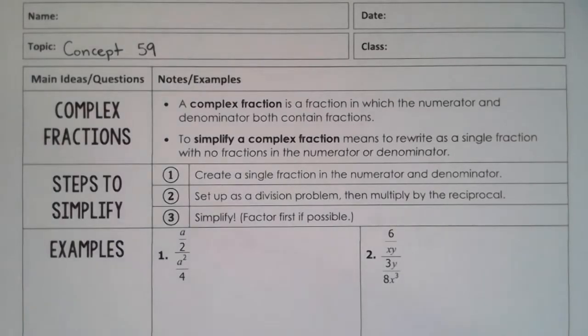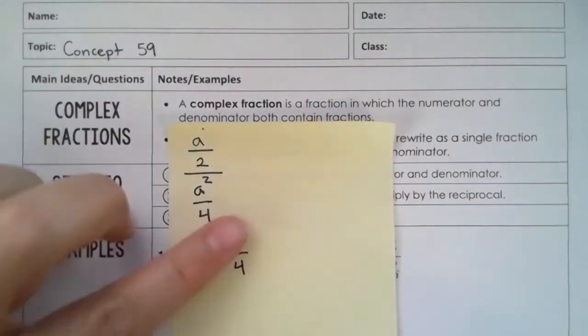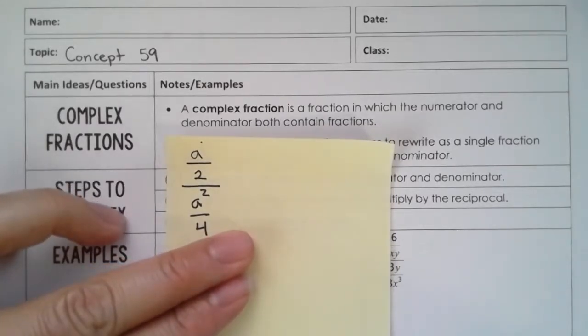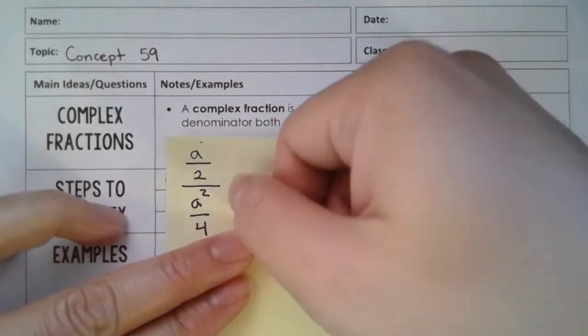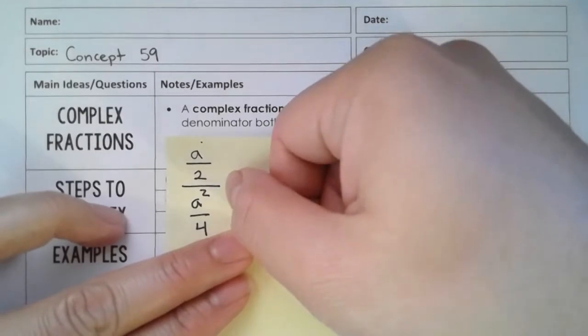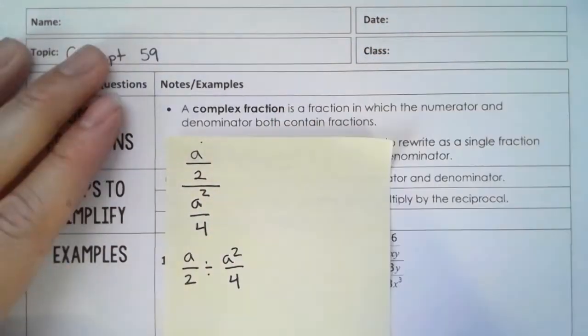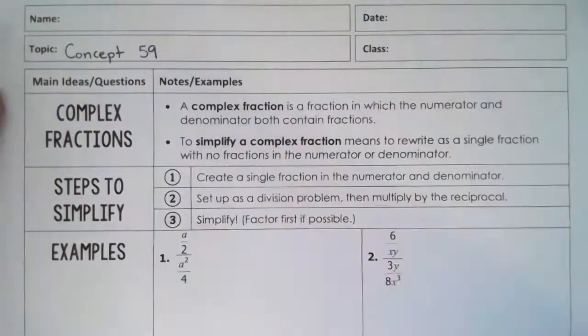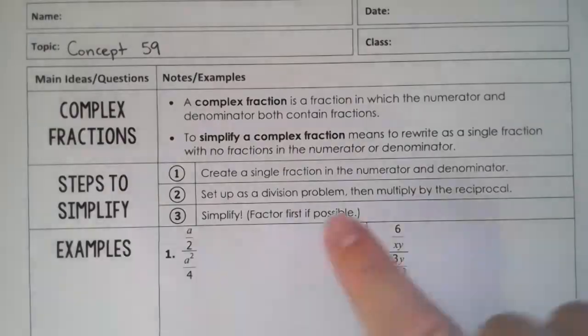So the way to think about these expressions is, here's number 1. If you're given this fraction here, a over 2 divided by a squared over 4, the fraction can be seen also as division, right? So you can think of this expression as really saying this. And then you would switch the operation to multiplication and take the reciprocal. That's what step 2 is basically saying here.